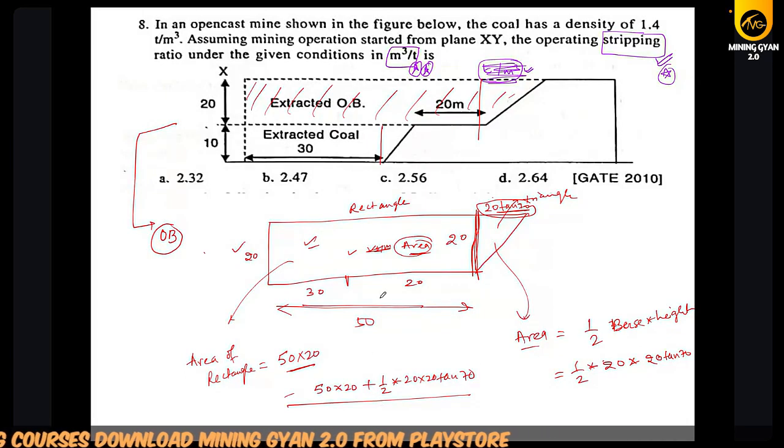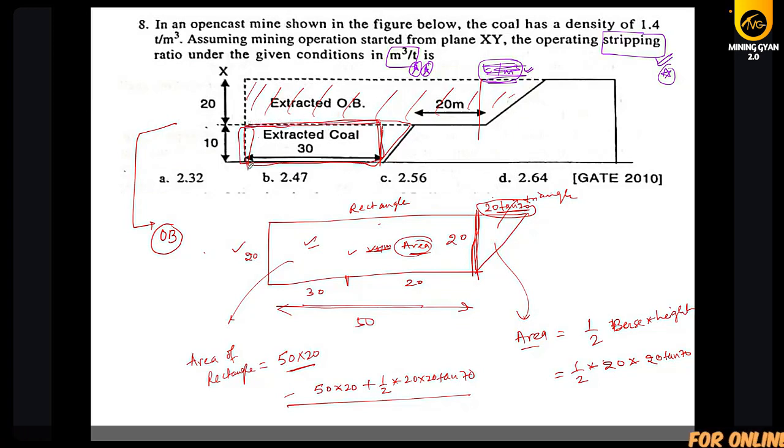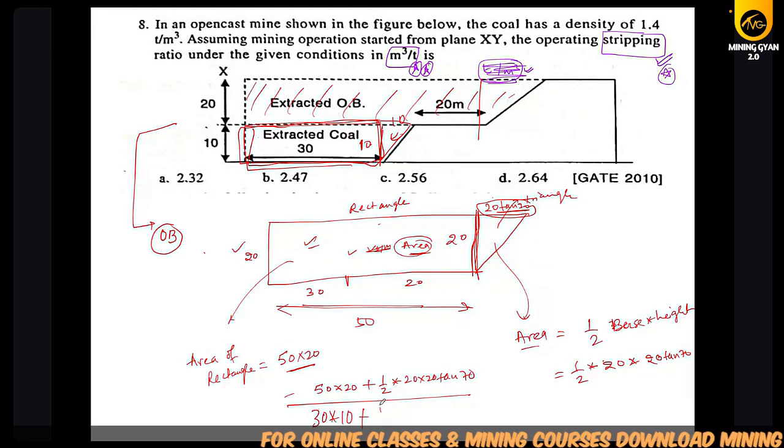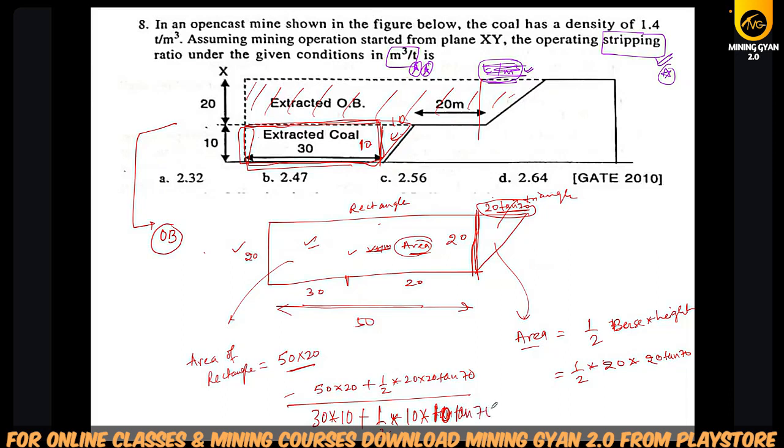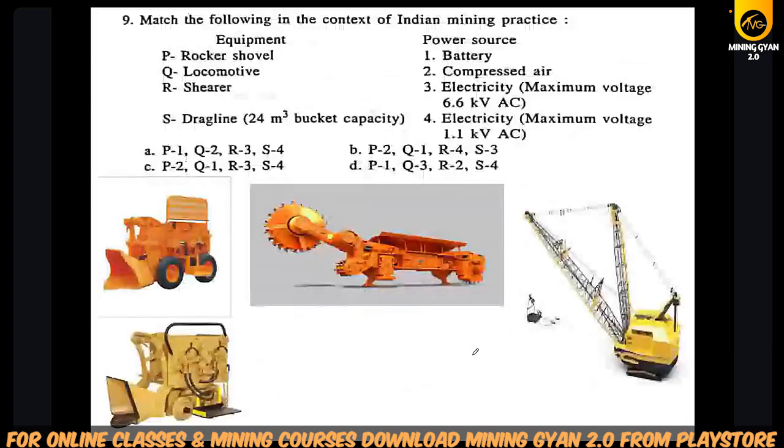Then the weight of the coal should be found. This is the coal block, with a similar diagram. Up to this is the rectangle. So the rectangle area is 30 into 10, plus for this triangle it is 10, so 1 by 2, 10 into 10, 70. So you will get your desired answer. If anything, please comment.